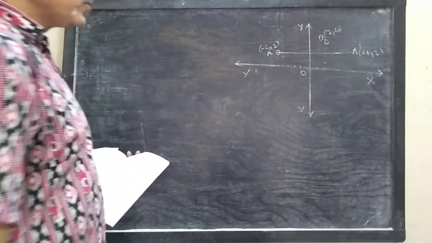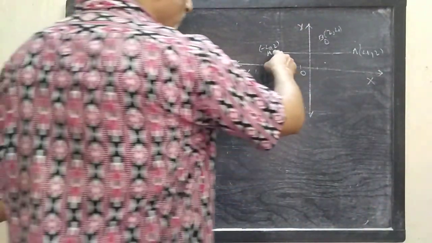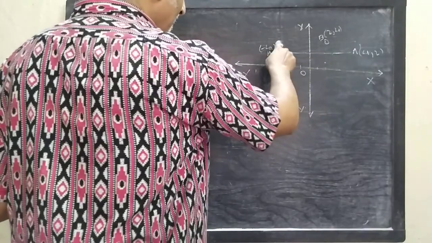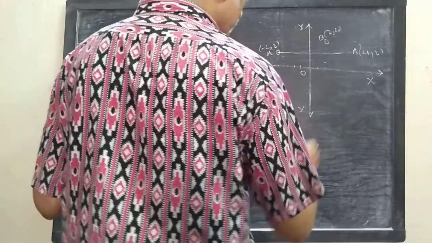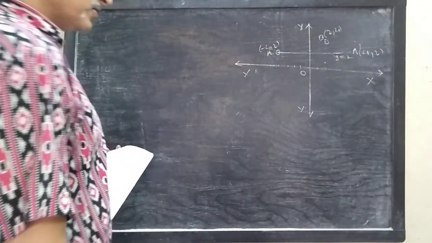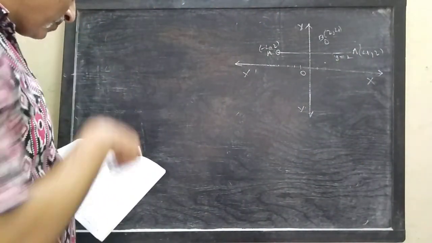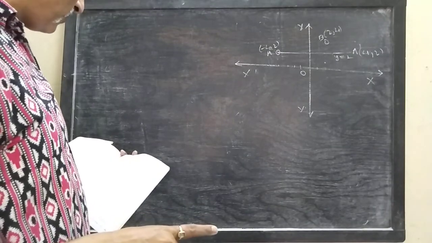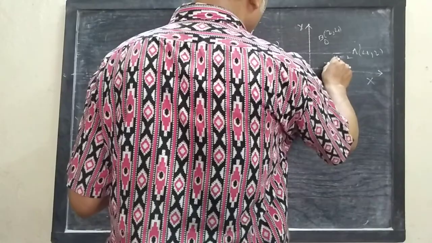Now look, all the points lying on this line AA dash have their ordinate 2. So the equation of this line will be y equals 2. Now B dash is the image of B when reflected in the line AA dash. So your B dash will be, say, here.